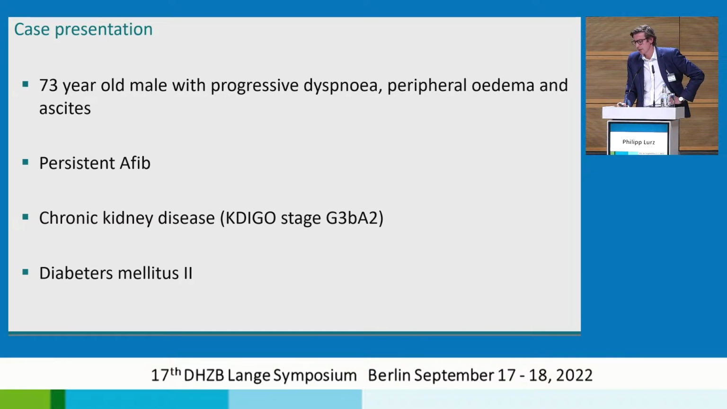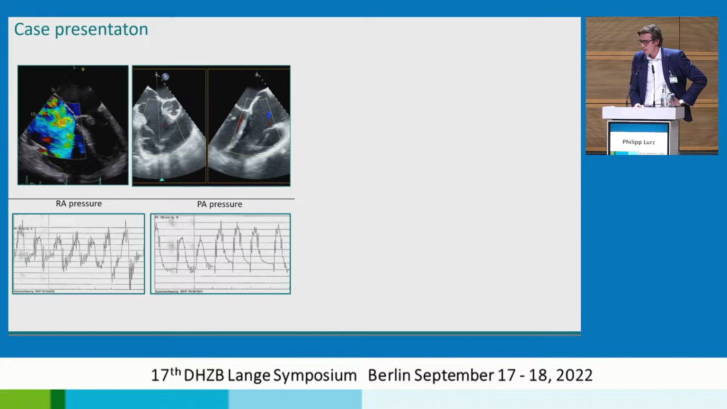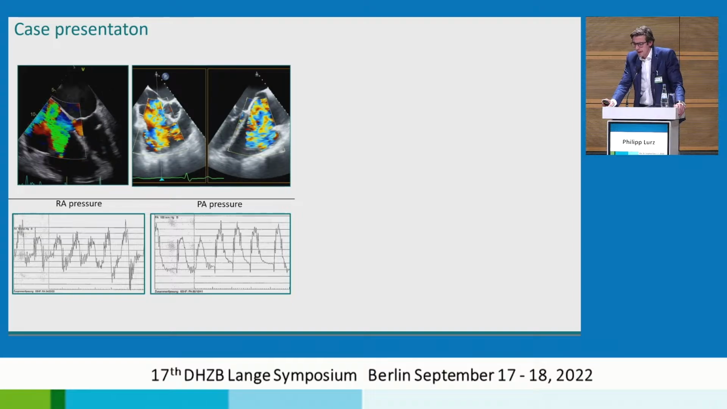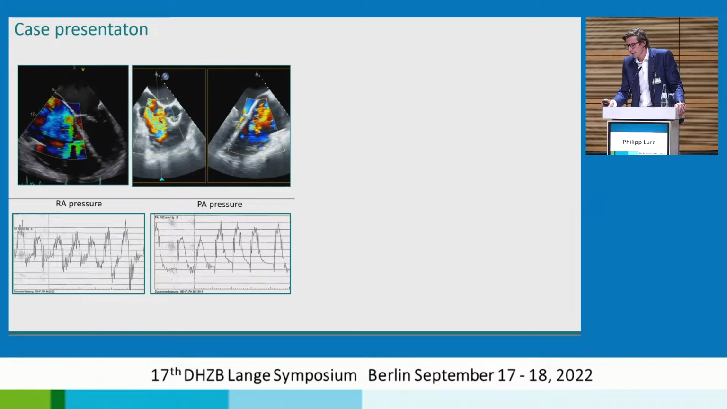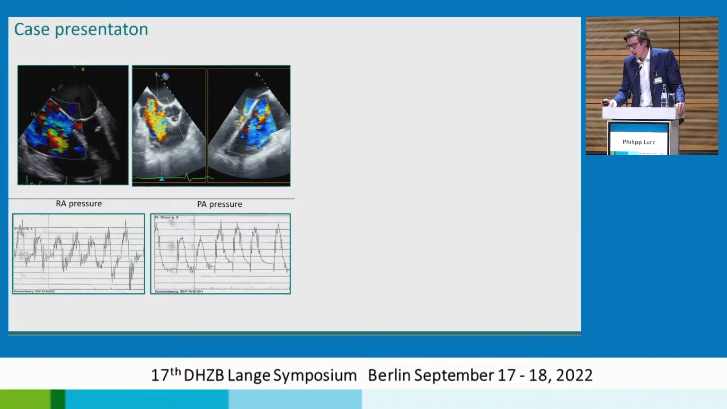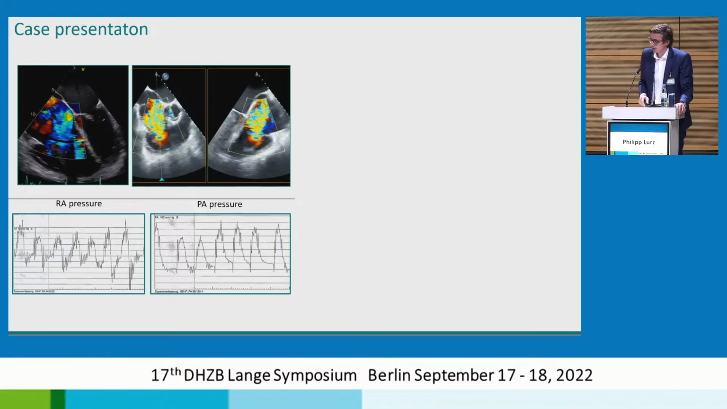A 73-year-old male with typical signs of right heart failure, chronic AFib, kidney disease, and diabetes. We've seen that already, what tricuspid regurgitation does on physical inspection. When we then do an echo, we can confirm that there is, in that case, massive tricuspid regurgitation. Also on invasive assessment, we do have a ventricularization of the right atrial pressure tracings, and we see high PA pressures. So in that case, PA pressure systolic was about 80.